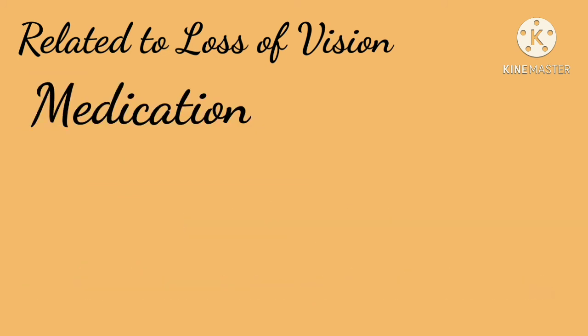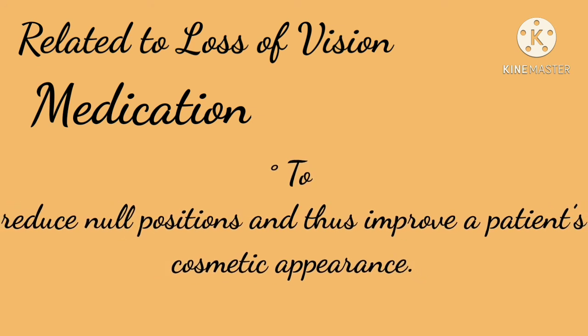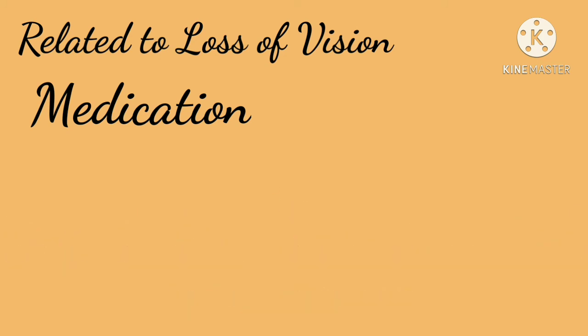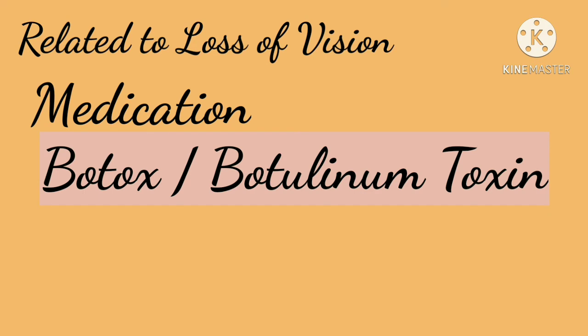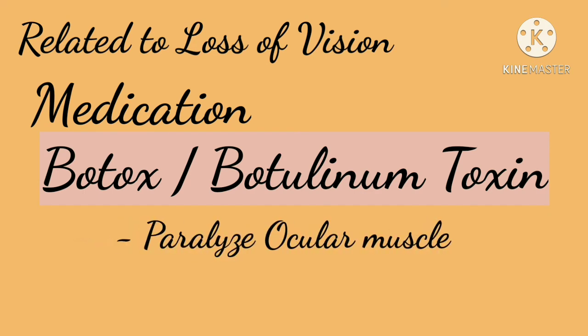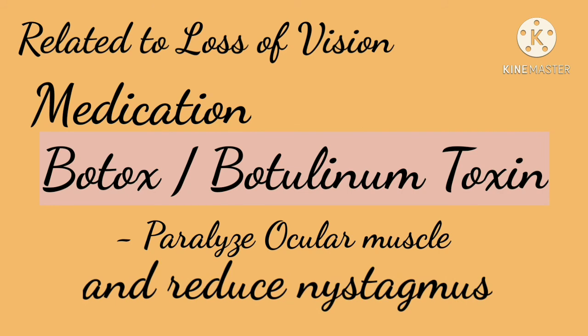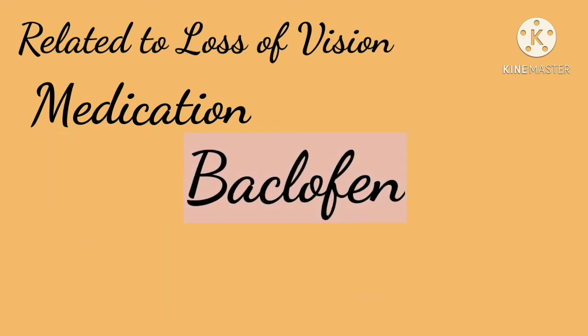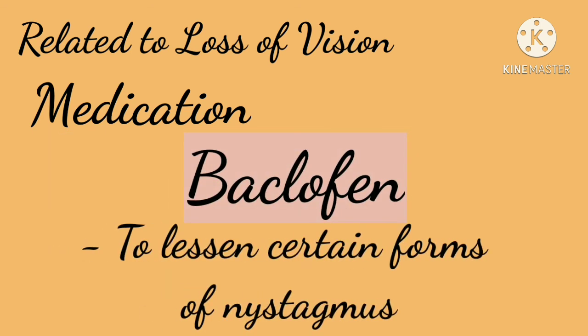Medication. Several surgical procedures have been developed to reduce the null position and thus improve a patient's cosmetic appearance. We use some drugs like Botox. Botulinum toxin has been used to paralyze ocular muscles and thus reduce nystagmus. It has not become a practical treatment since the effect of this drug lasts only 3 to 4 months and requires injection into the ocular muscle under general anesthesia. And also baclofen. Baclofen has only been used to lessen certain forms of nystagmus.